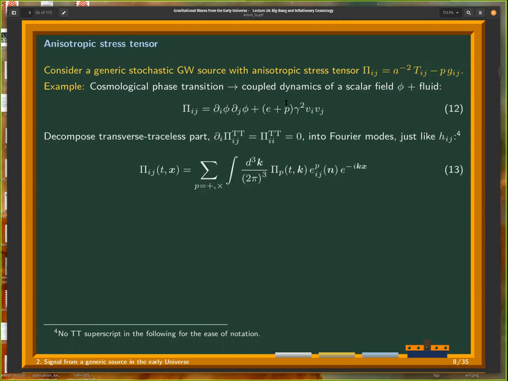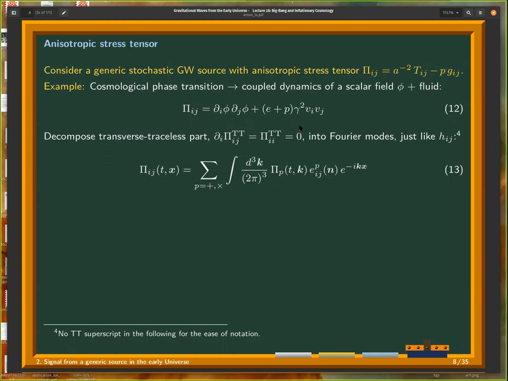Remember that the tensor perturbations that describe gravitational waves satisfy this transverse traceless condition. Then we also need the transverse traceless part of our anisotropic stress tensor on the right-hand side of our equation of motion. So we need the part of that tensor that satisfies these two conditions.